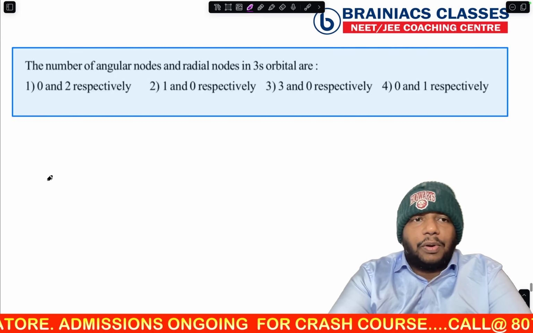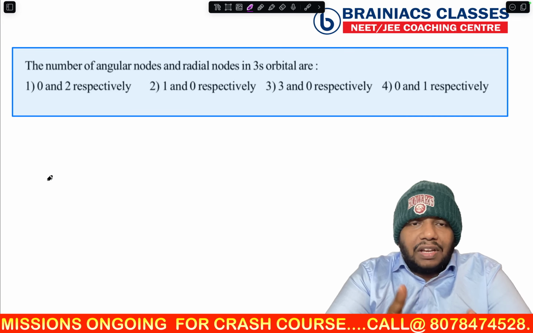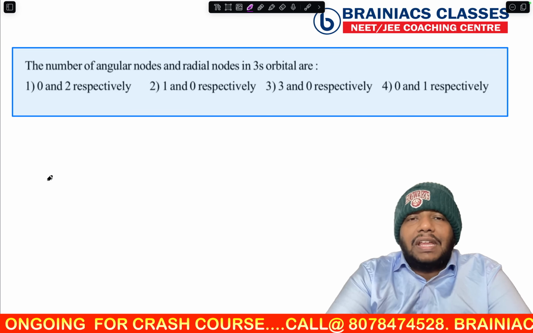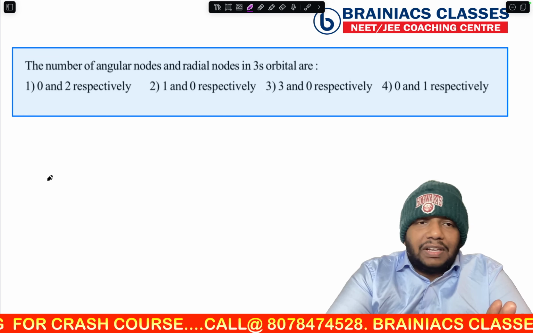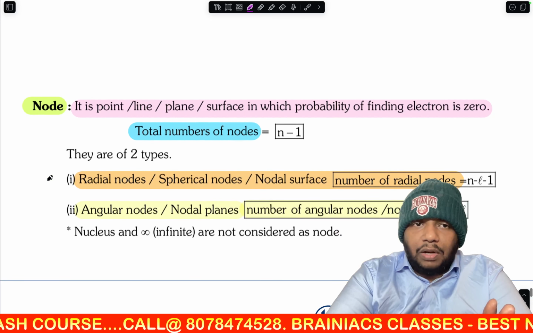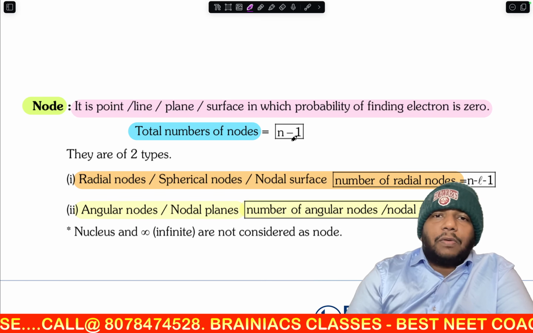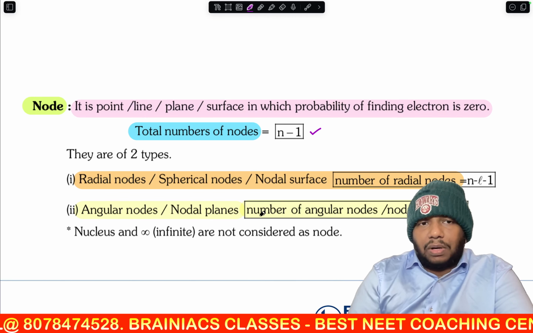Now the last question for you. The number of angular nodes and radial nodes in a 3s orbital are? So this is very important, calculating the number of nodes. You need to remember this. Total number of nodes is nothing but n minus 1.